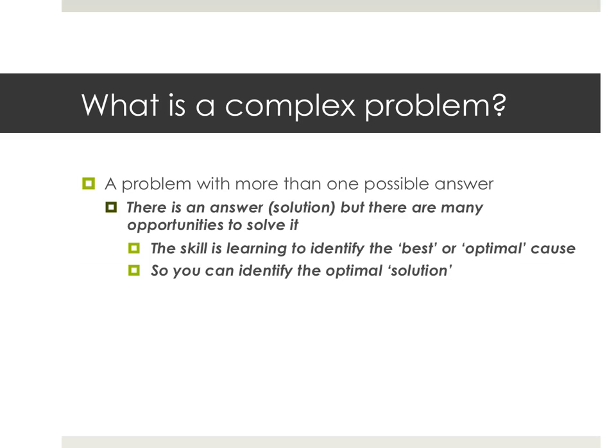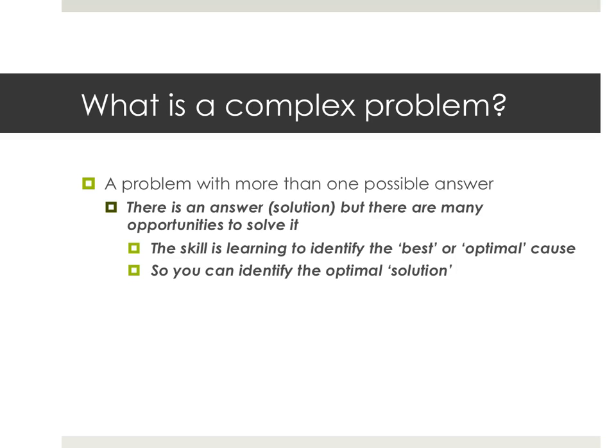So what is a complex problem? A problem with more than one possible answer. There is an answer or a solution, and there are many opportunities to solve it. The skill is in learning to identify the best or optimal cause, so you can identify the best or optimal solution. What does that mean? Let me break that down a little bit. A complex problem is a problem that has many possible solutions. Not just one, but multiple possible answers.